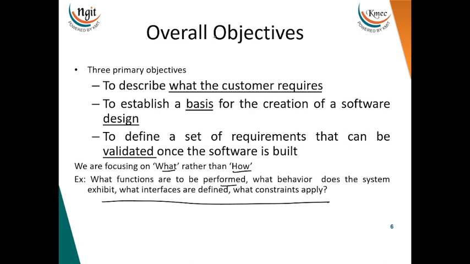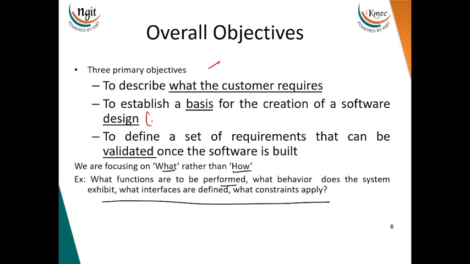Overall, there are three main objectives: to describe what the customer requires, and to establish the basis for the creation of software, that is, what the customer required. On this basis, we are going to design a system.